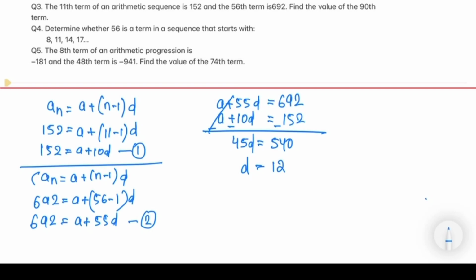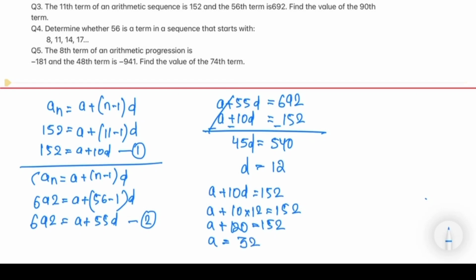Now let's put the value of d over here. So a plus 10d equals 152. So a plus 10 times 12 equals 152. So a plus 10 times 12, which will be how much? 120, equals 152. So a would be 152 minus 120. So it will be 32. So we got our answer, that's a equals 32 and d equals 12.